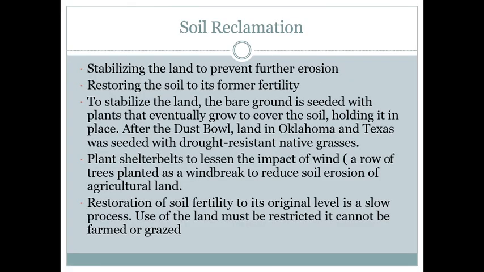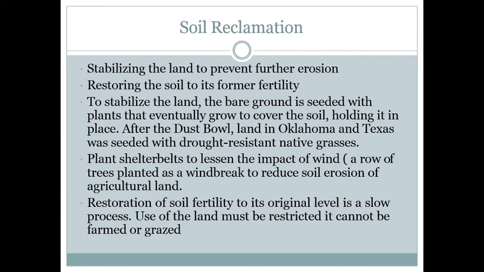Then we have what we call soil reclamation. Soil reclamation is stabilizing the land to prevent further erosion, restoring the soil to its former fertility. The bare ground is seeded with plants that eventually grow to cover the soil, meaning they hold the soil by the roots. Then plant shelter belts to lessen the impact of wind.